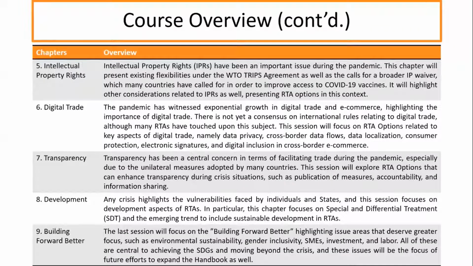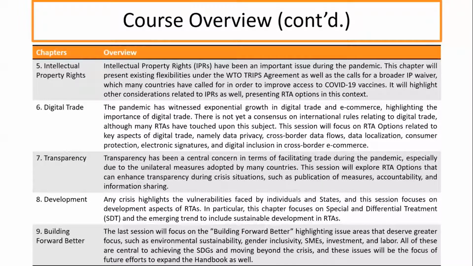Session 5 will focus on intellectual property rights, which has been an incredibly important topic during the pandemic. The chapter will present existing flexibilities under the WTO TRIPS agreement, as well as the calls for a broader IP waiver, which many countries have pressed for in order to improve access to COVID-19 vaccines. It will highlight other considerations related to IPRs as well, and ways in which RTA provisions balance innovation with equitable access.